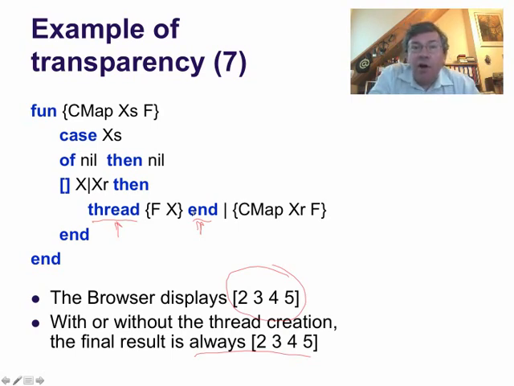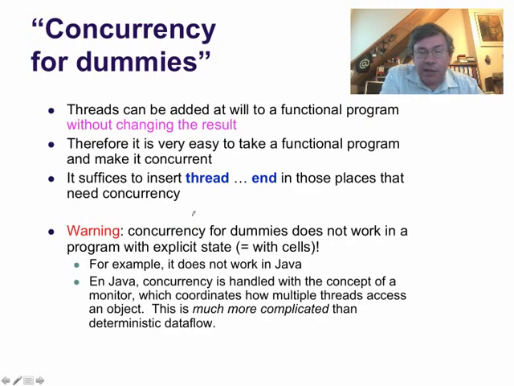Remember, we had a list of 4 unbound variables. So the calculation is more incremental. So this leads to an approach for concurrent programming, which I call concurrency for dummies, because it's so easy.